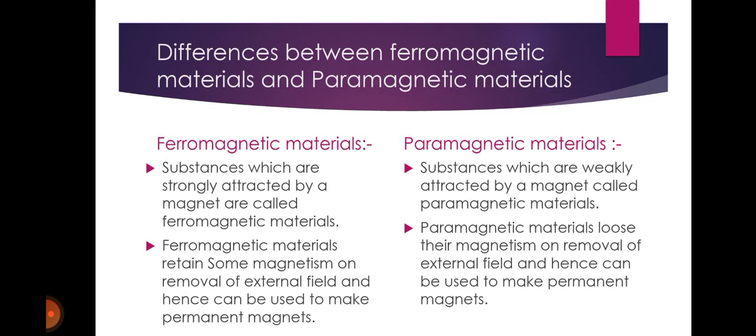Differences between ferromagnetic materials and paramagnetic materials. Ferromagnetic materials: substances which are strongly attracted by a magnet are called ferromagnetic materials. Paramagnetic materials: substances which are weakly attracted by a magnet are called paramagnetic materials.